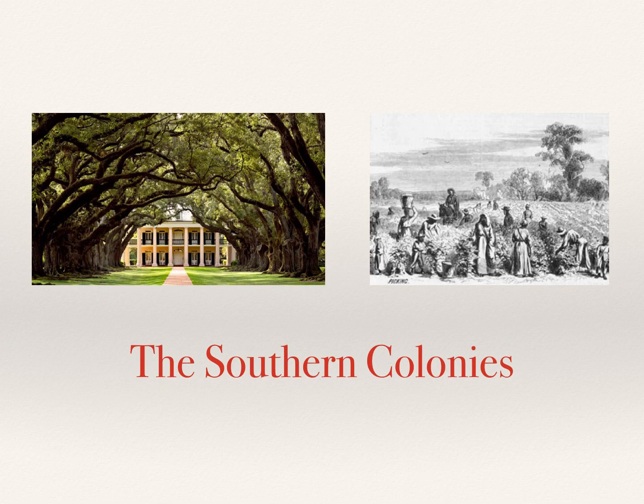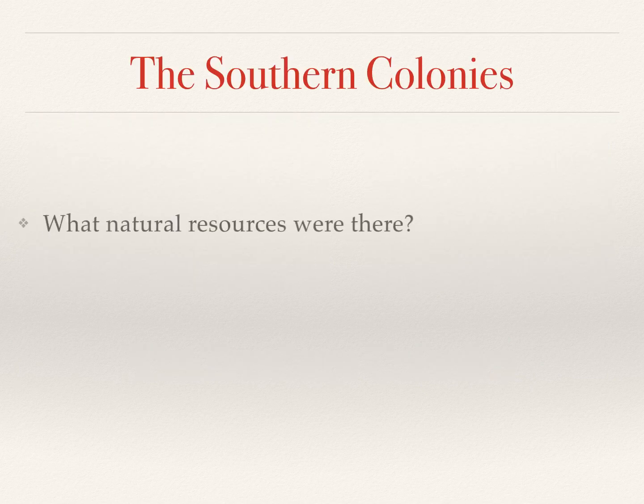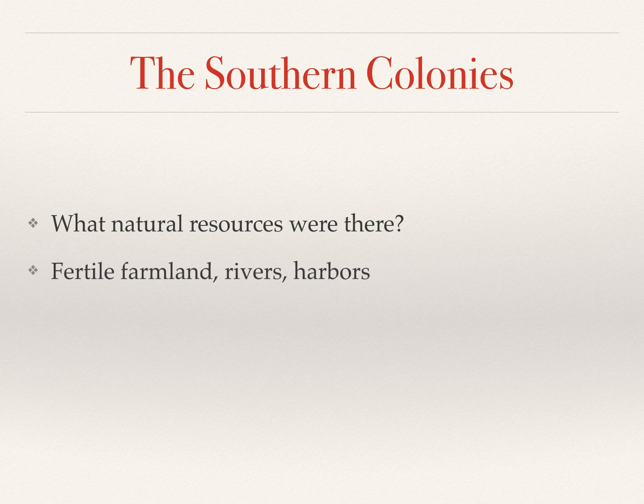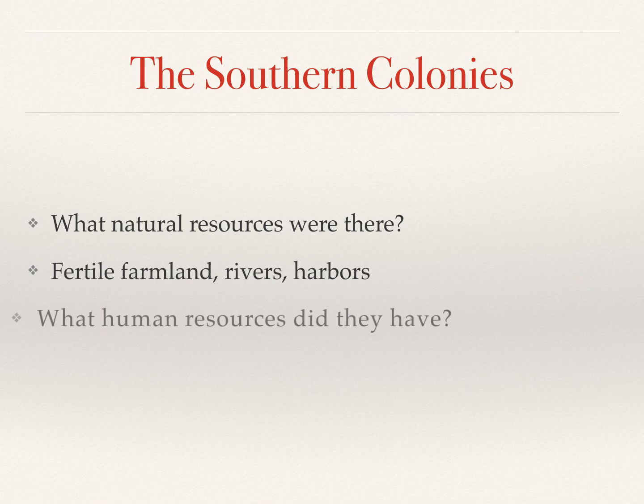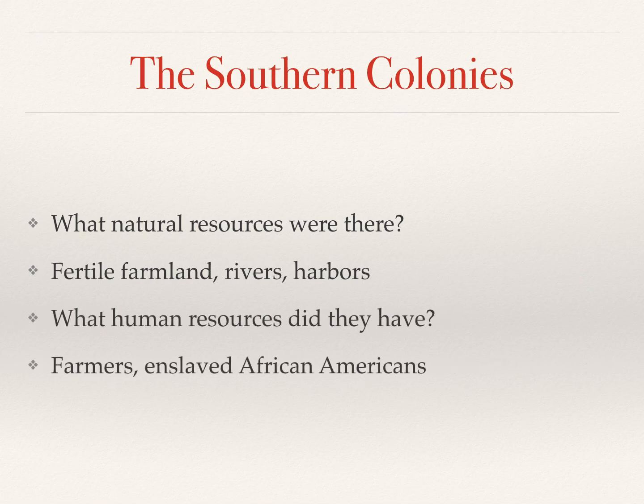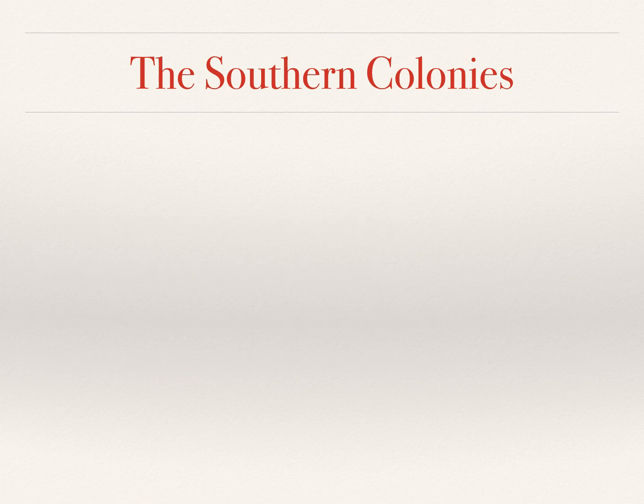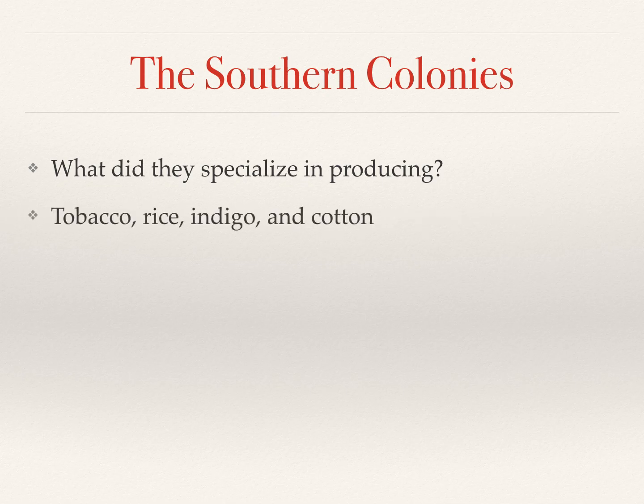And the last group of colonies we're discussing are the southern colonies. The southern colonies' natural resources were fertile farmland, rivers, and harbors. Their human resources were farmers as well as enslaved Africans. So using these resources, what did the southern colonies specialize in producing? Well, we should know by now tobacco is going to be a big one, but we're also going to see lots of rice, indigo, and cotton developing plantations in the southern colonies.